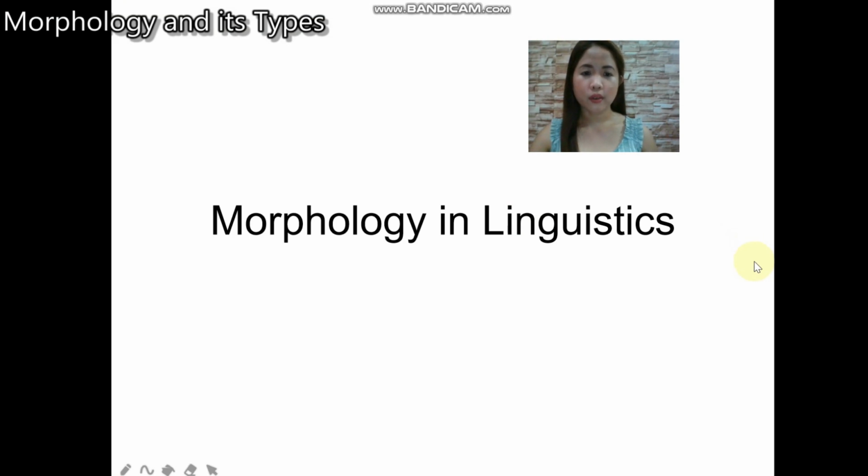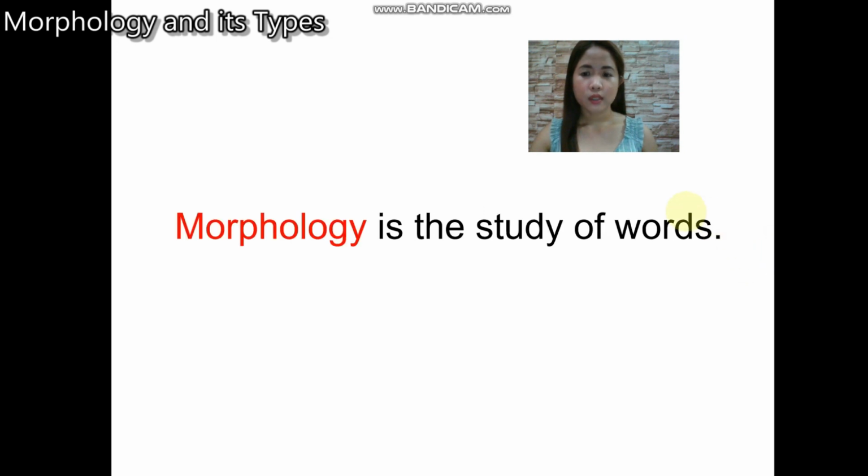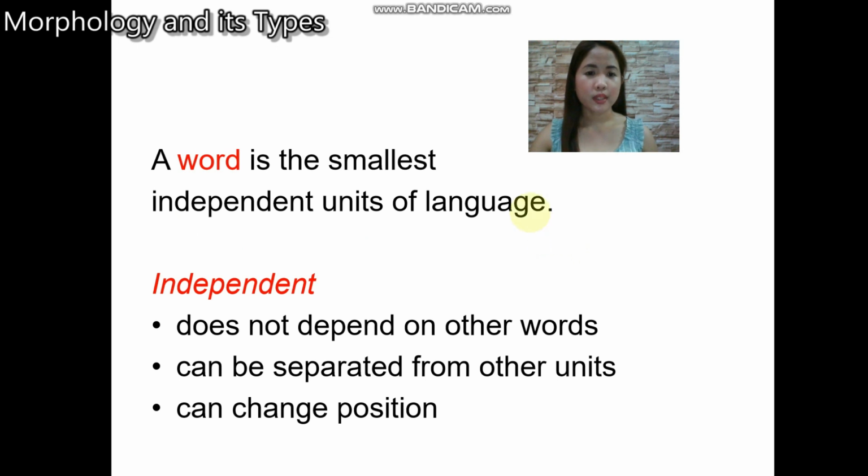For today's video, I'm going to discuss morphology in linguistics. Morphology is the study of words. A word is the smallest independent unit of a language. A word is considered an independent unit of language in a sense that, first, it does not depend on other words. Second, it can be separated from other units. And third, it can change its position.